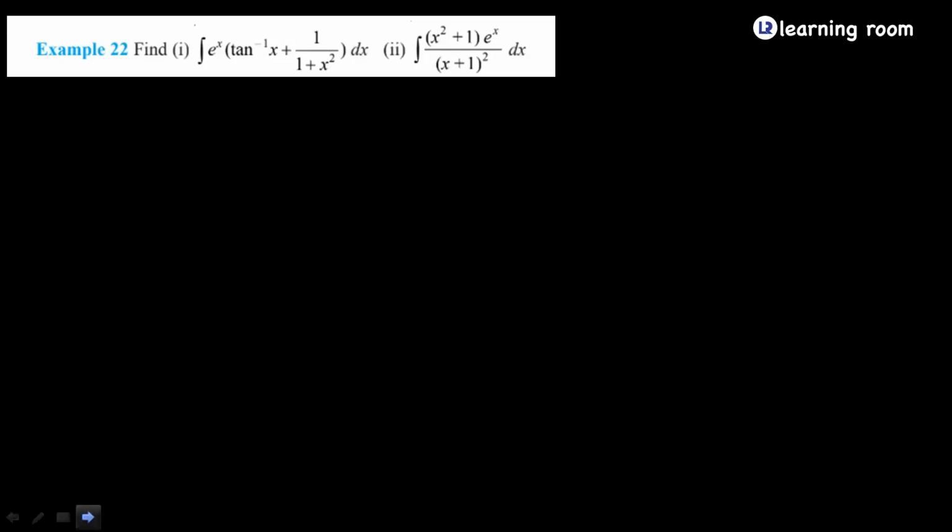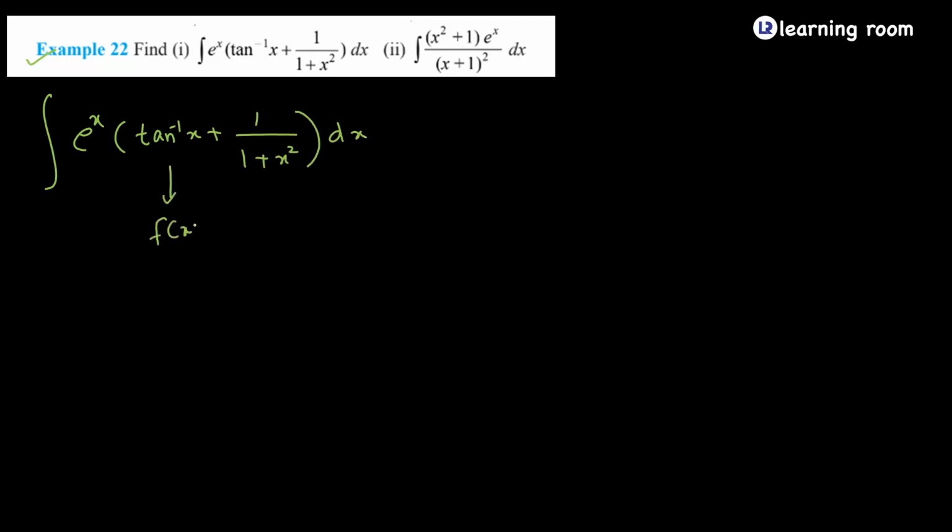So if you look at this example, find the integral of e power x into tan inverse x plus 1 by 1 plus x square, dx. It is actually very simple. If I take tan inverse x to be f of x, what is the derivative of tan inverse of x? It is 1 by 1 plus x square. So this will be f dash of x.